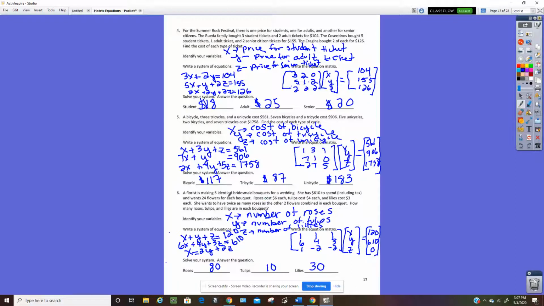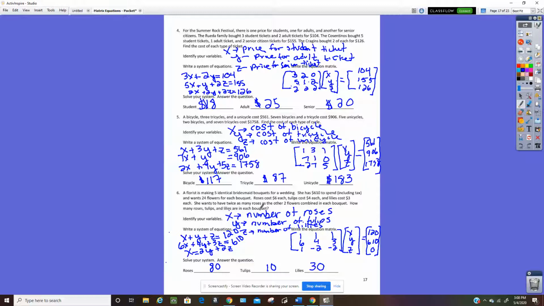Okay, and then number 6, if I look at that one, a florist is making 5 identical bridesmaids bouquets for a wedding. She has $610 to spend, and she wants 24 flowers in each bouquet. So roses cost $6 each, tulips $4, lilies $3. She wants to have twice as many roses as the other 2 flowers combined in each bouquet. How many roses, tulips, and lilies are in each bouquet? So X is the number of roses, Y the number of tulips, and Z the number of lilies.